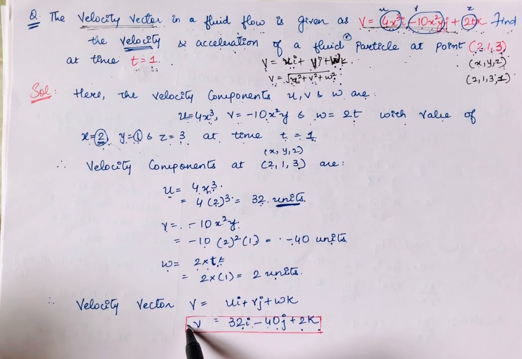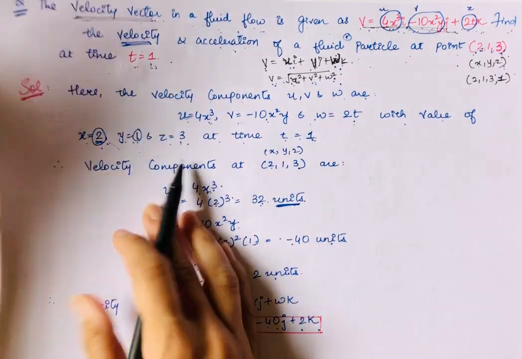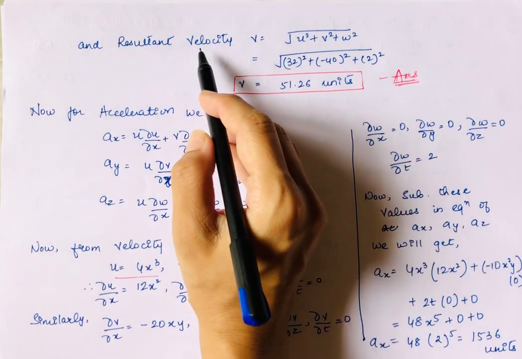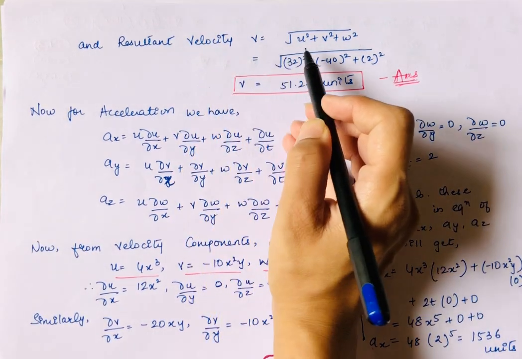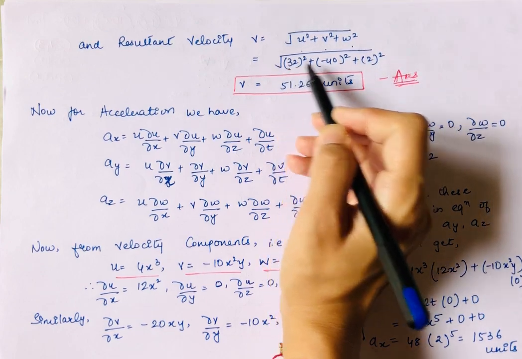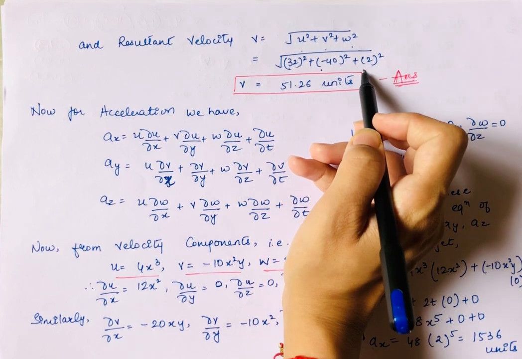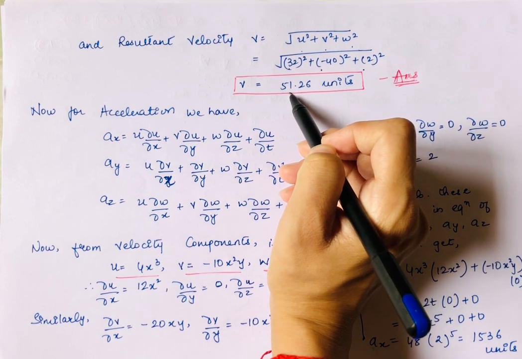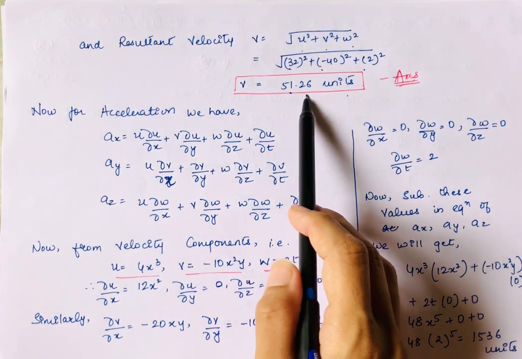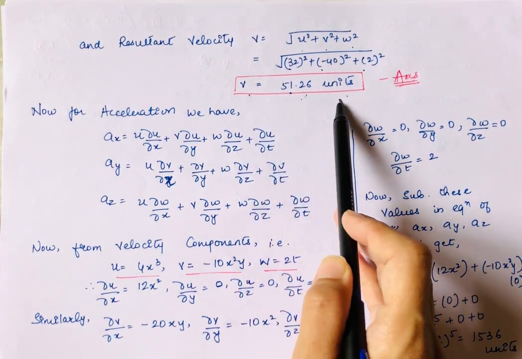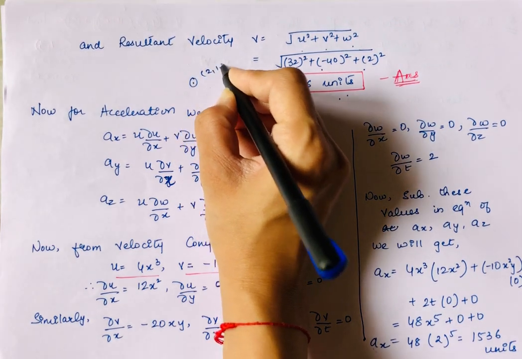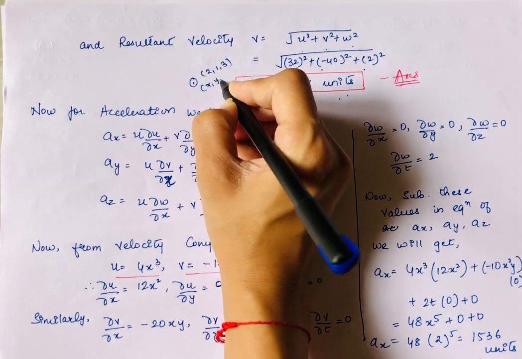Now we need to calculate the velocity V, which is the resultant. Okay, and resultant velocity V is equal to the square root of u² + v² + w², that is the square root of 32² + (−40)² + 2², that will be equal to 51.26 units. Okay, so this was the resultant velocity and velocity vector which we found for a particular particle with the space coordinates of 2, 1, 3, that is x, y and z.